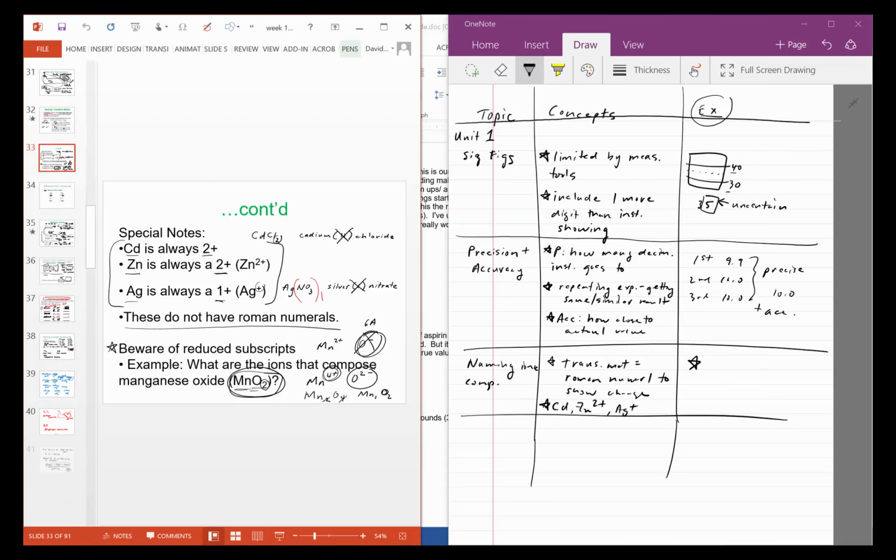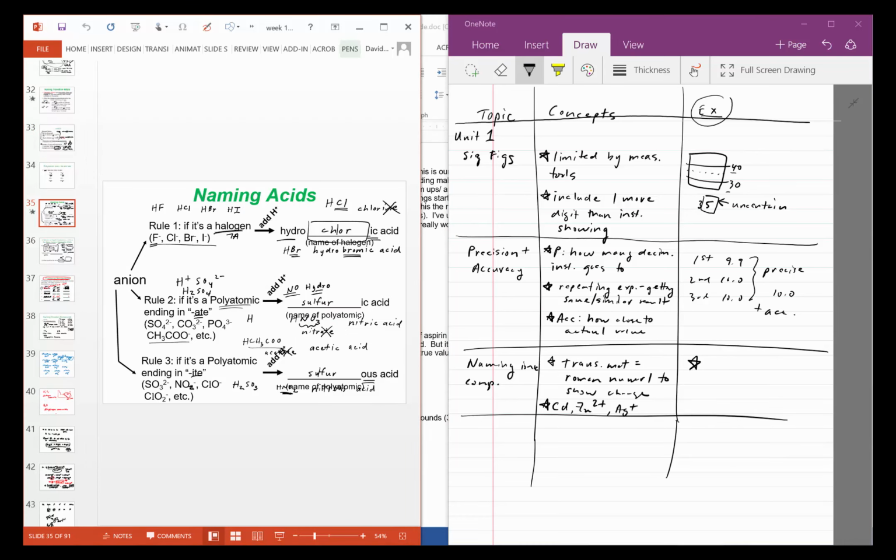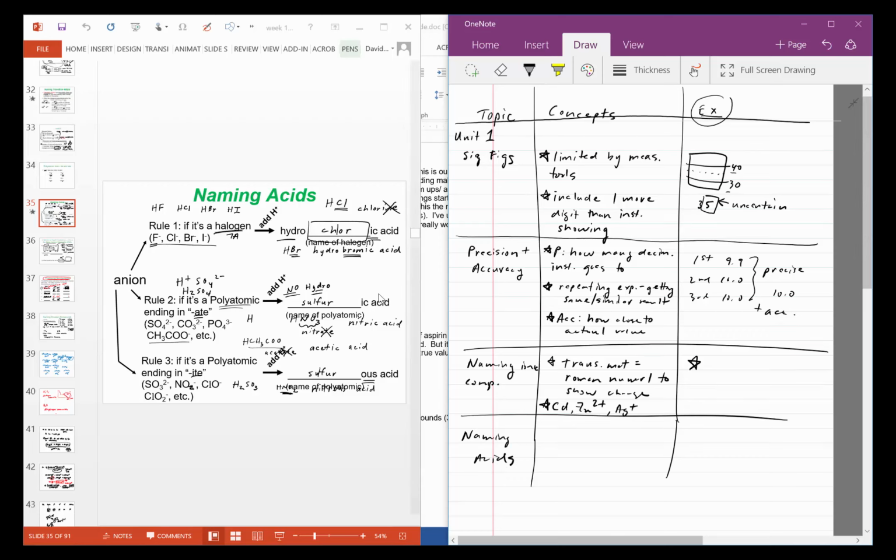Again, going chronologically, the next thing, naming acids, is another thing that you could put. So naming acids, and maybe you want to recopy this chart into this part right here, and then include some examples like HCl is a halogen example, hydrochloric acid, and then maybe an example of a polyatomic ion that ends in ate, you would name it ic, and a polyatomic ion that ends in ite, you would name it us, and so on.